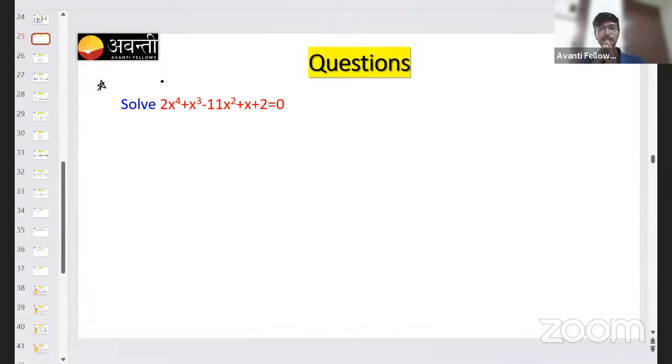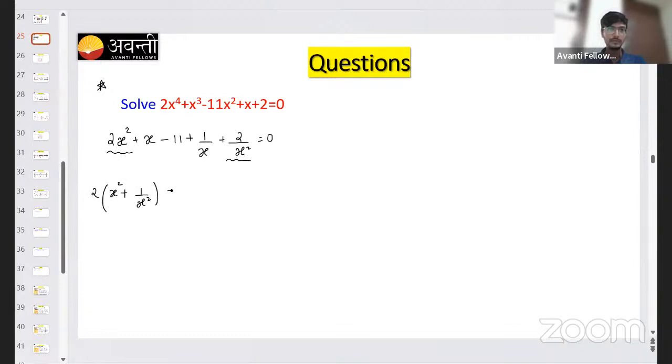Now what algebraic manipulation am I talking about? See, let's divide throughout by x square. So I'll get 2x square plus x minus 11 plus 1 by x plus 2 by x square equals 0. Let's group some terms together. I am grouping this and this, so I can take 2 common. I'll get x square plus 1 by x square. And I'll group the x terms, plus x plus 1 by x, and minus 11 equals 0.